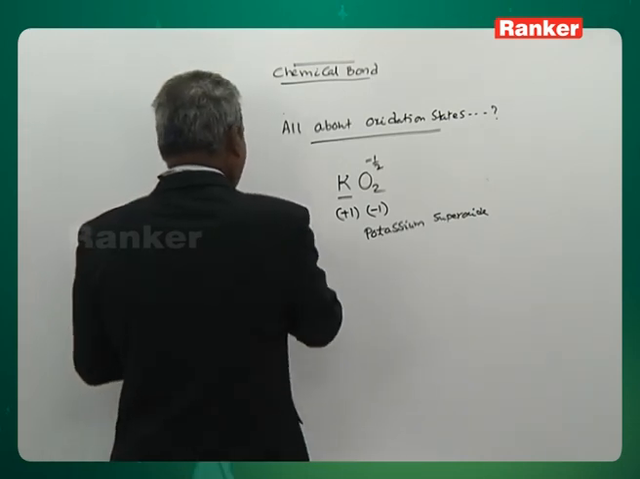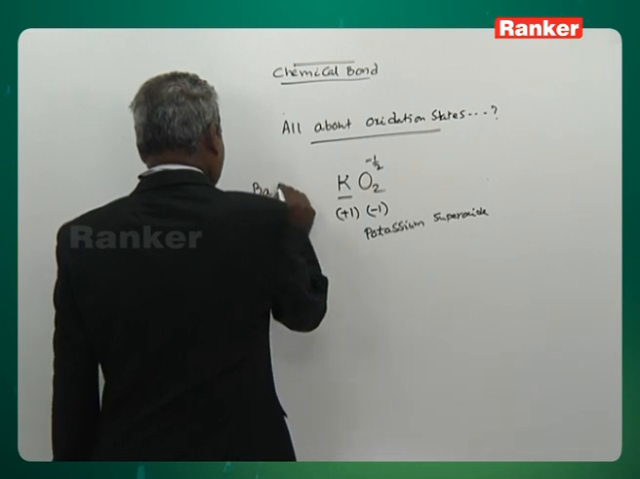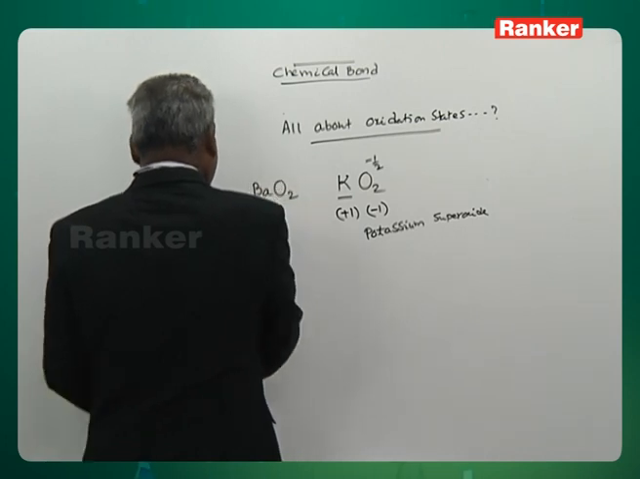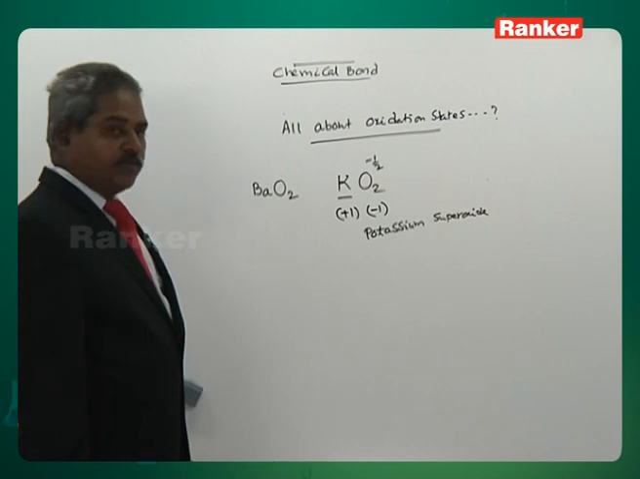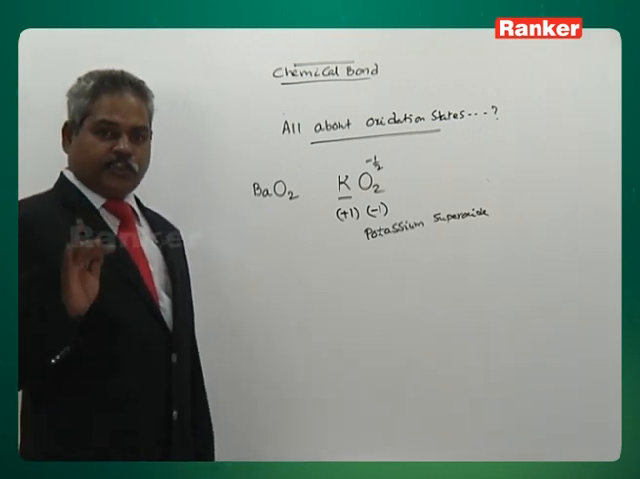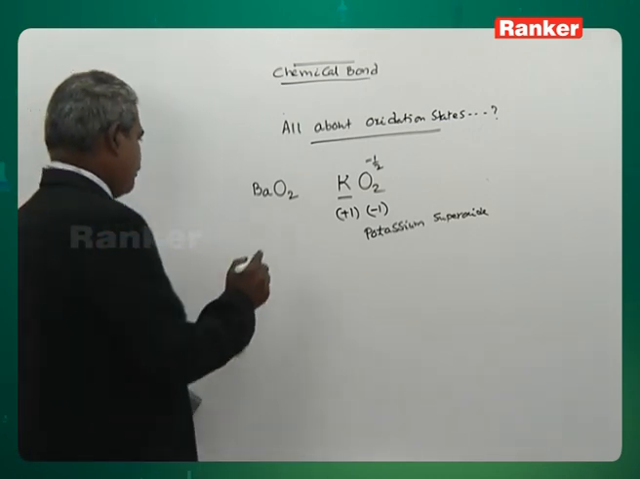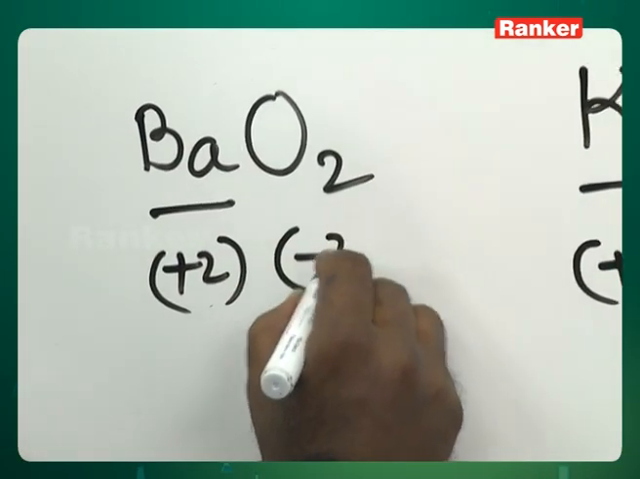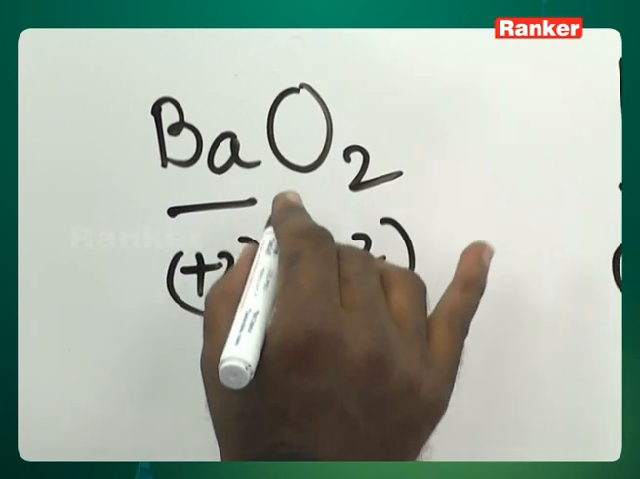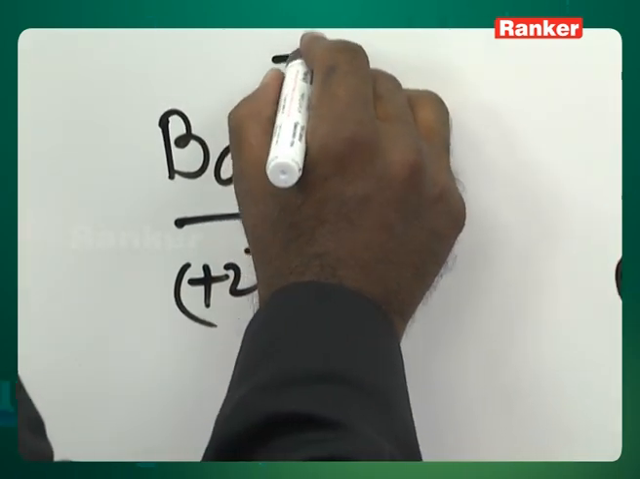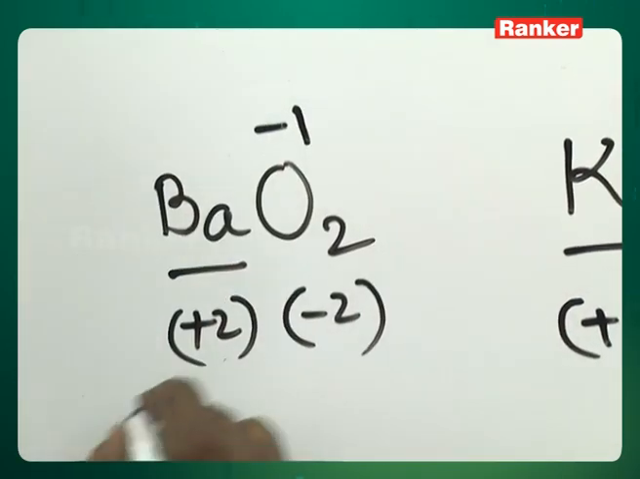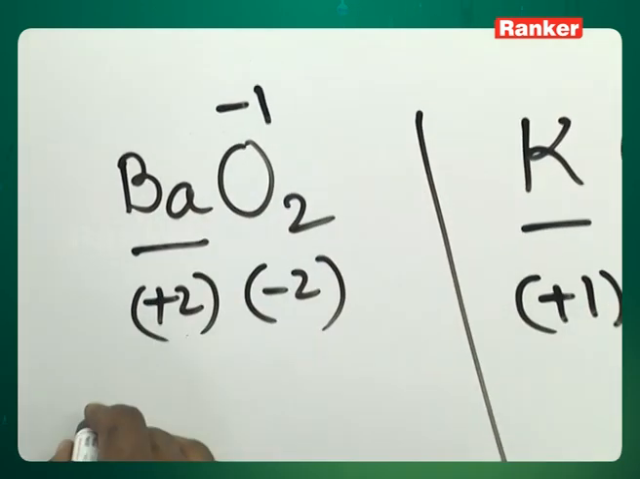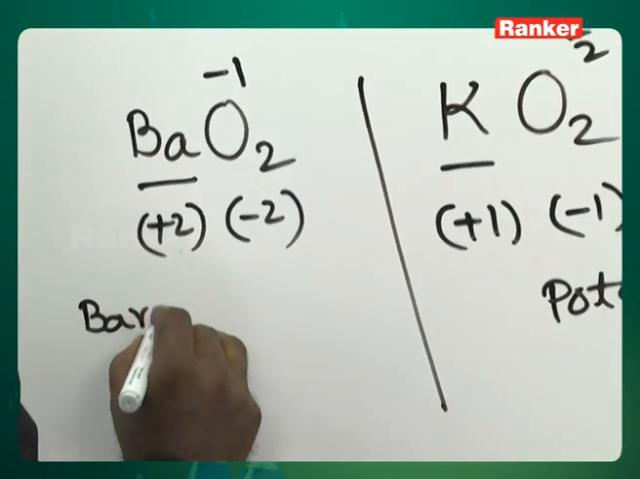What will be the name of BaO2? What do you know about barium? Is there any fixed element or not? First of all, you tell yourself whether there is a fixed element or not. Barium, fixed plus 2. Two oxygens, minus 2. So, each oxygen is getting minus 1. When oxygen gets minus 1, it is called a peroxide. Therefore, it is barium peroxide.